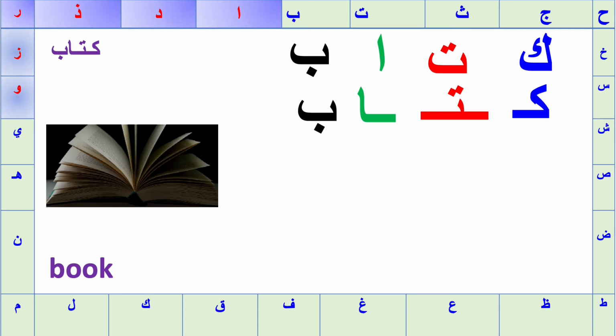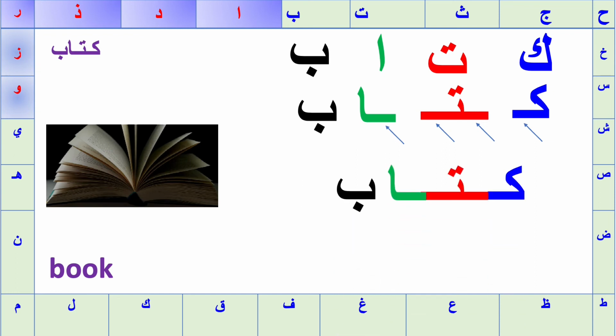The ba does not connect with the alif because the alif cannot connect with the following letter. It can only connect with the preceding letter. So that is the format of the word kitab. When the word is written, these letters come close to one another and they form the word kitab. These arrows refer to the extensions that we have at the end or at the beginning of each letter so that they can connect with one another. That is how the word connects: kitab.